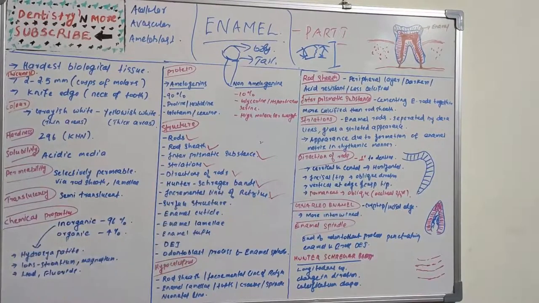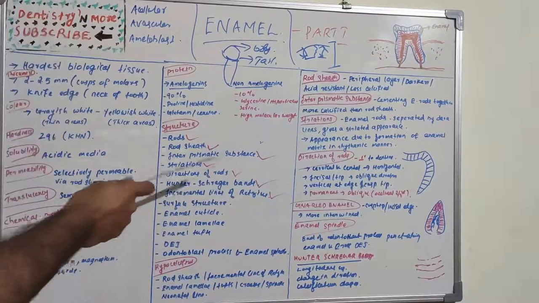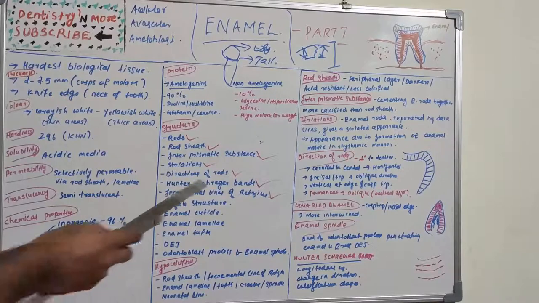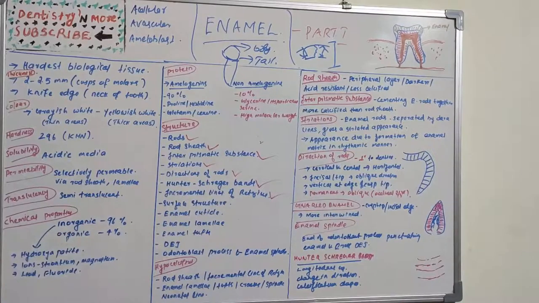So Hunter-Schreger bands are another type of reflection in oblique light. That is also another pattern of optical appearance: alternating white and black bands in oblique light when we take a longitudinal section. Similarly, incremental lines of Retzius are brownish bands seen in ground sections of enamel, which are indicative of mineral apposition.